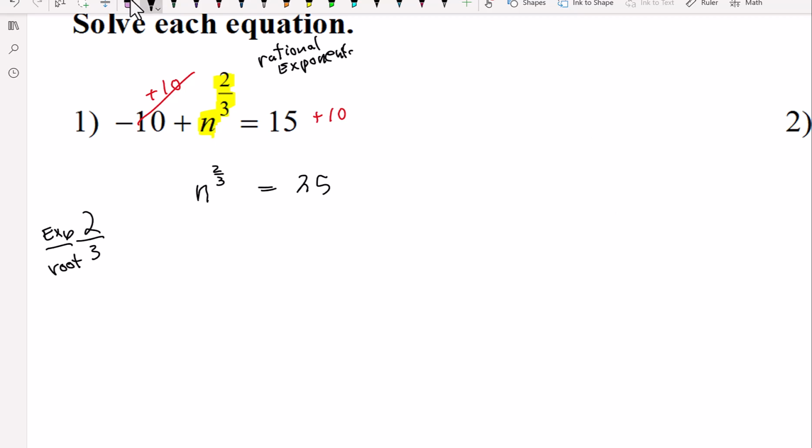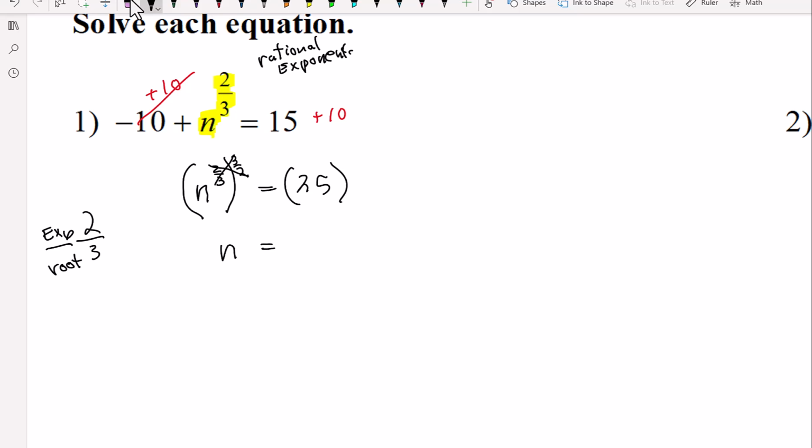So now what we have is this rational exponent. To undo it, we're going to raise it, because remember the laws of exponents, when you raise a power to a power, you multiply. 2 times 3. So if we multiply by 3/2, the exponent goes away, and that just leaves n.